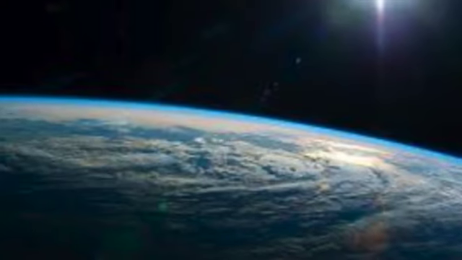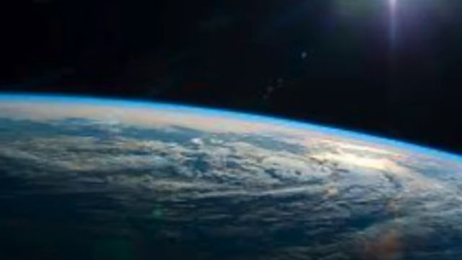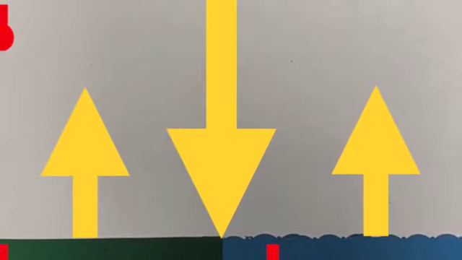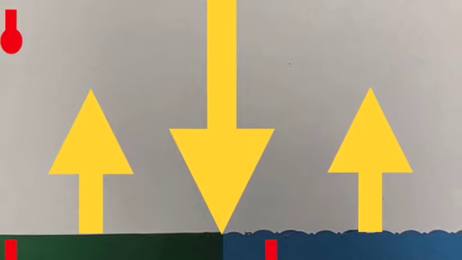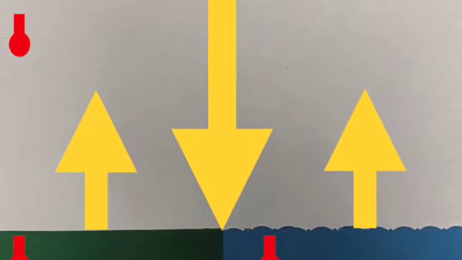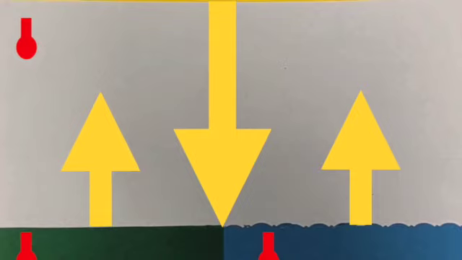Earth is warmed by energy from the sun. Energy from the sun is transferred to Earth's surface. Some of that energy is then transferred to the air above the surface. The sun does not directly warm the air.